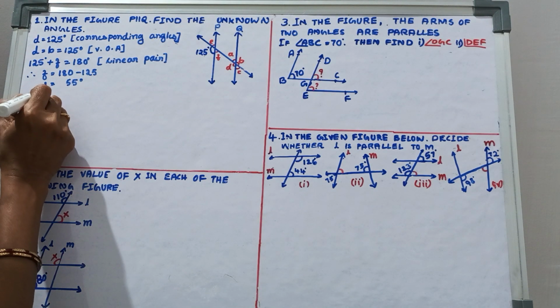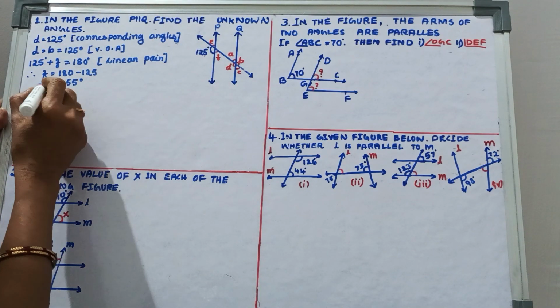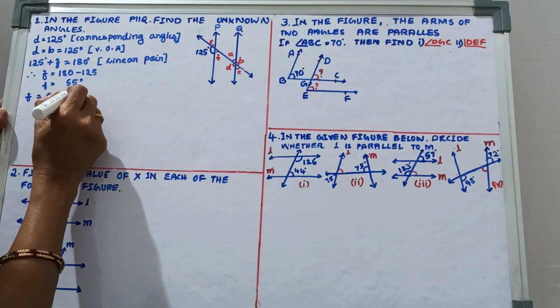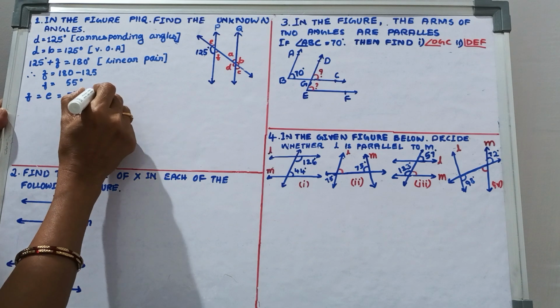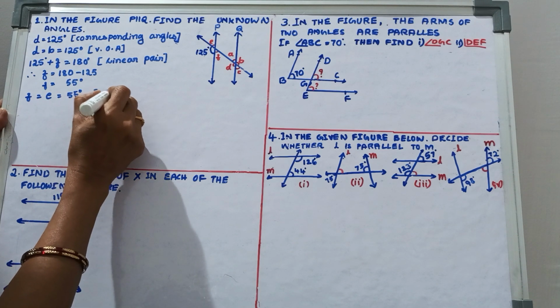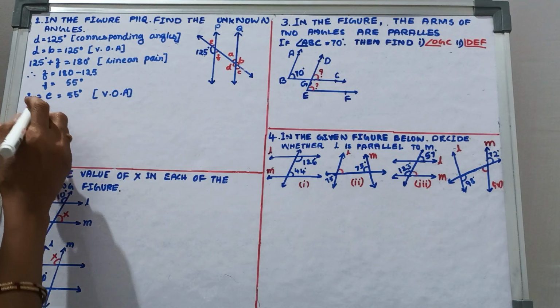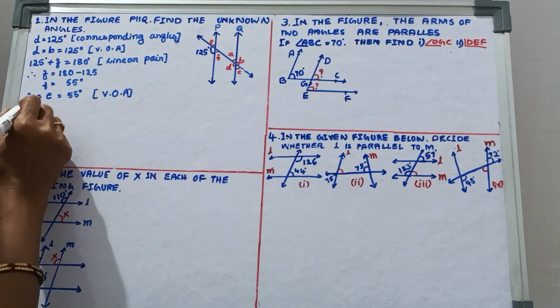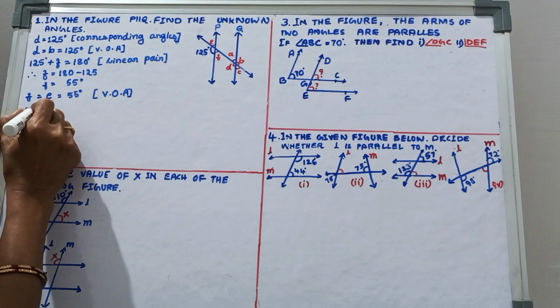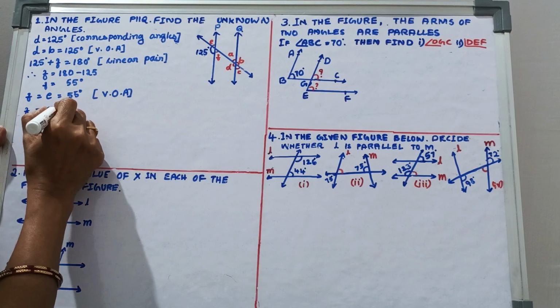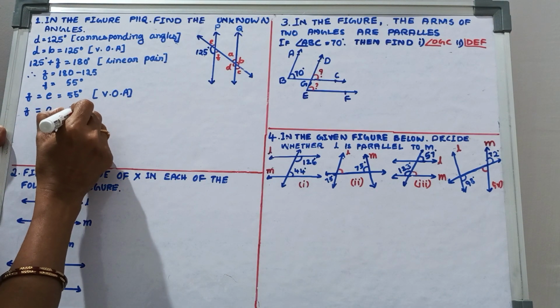Now F equals E, that is also 55 degree. Again they are vertically opposite angles. Now angle F equals angle A, that also 55 degree.